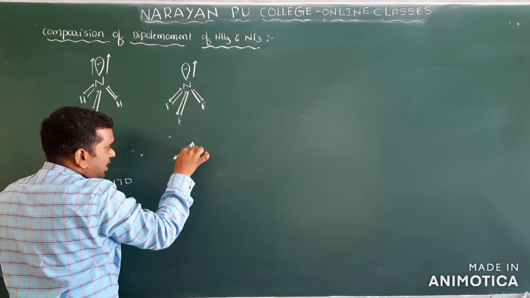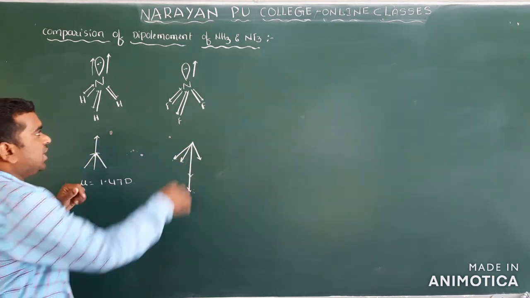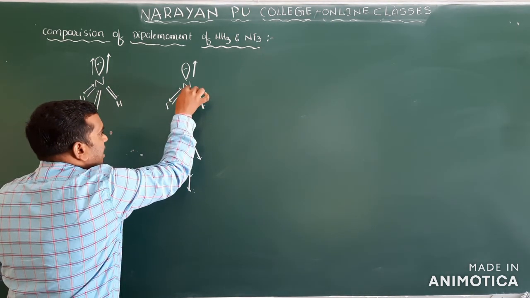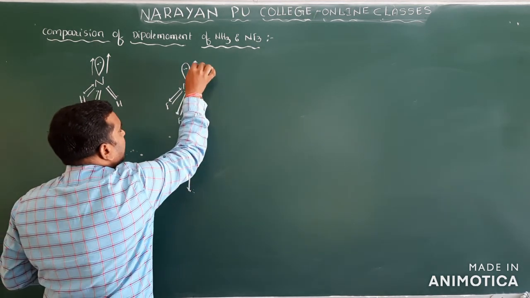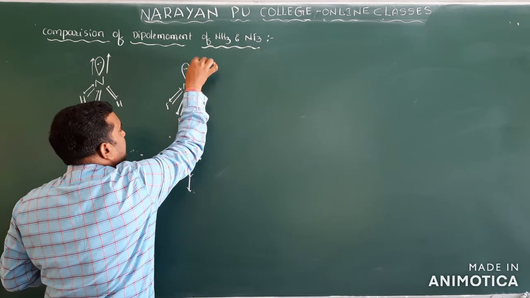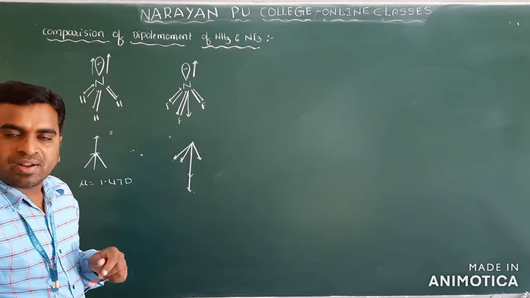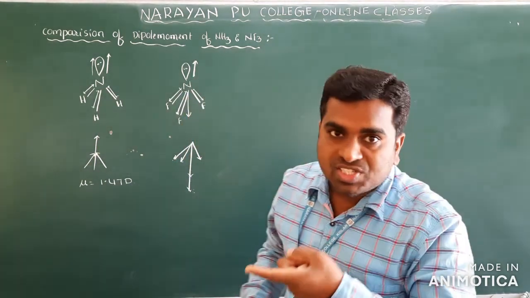What should be the resultant dipole moment? In this direction, this is the resultant dipole moment. In this case, the resultant dipole moment is downwards. And here, nitrogen has a lone pair, and the lone pair dipole moment is upward. Then what will happen? Some of the dipole moment will be cancelled. Will the dipole moment be 0 here?